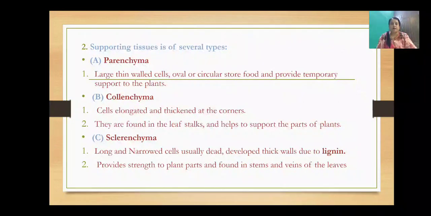Next is the collenchyma. In the collenchyma tissue, the cells are elongated and thickened at the corners, okay. They are found in the leaf stalks and help to support the plant parts. Next is the sclerenchyma tissue. Sclerenchyma is composed of long and narrow cells, usually dead, which develop thick walls due to lignin. Lignin is a complex substance found in the cell walls of plants. So they develop thick walls due to the presence of lignin and provide strength to the plant parts, and are found in stems and veins of the leaves.